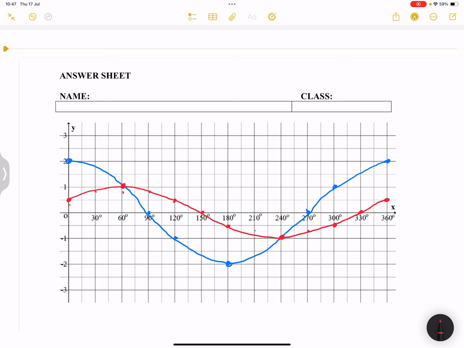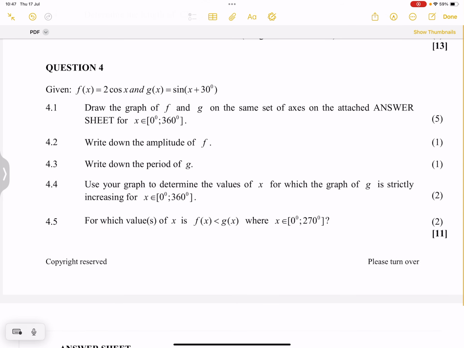Now what we need to do is just answer the questions in relation to the graph. They say to us, write down the amplitude of f. Now remember that the coefficient of my trig ratio there is the amplitude. So that's going to be our amplitude, or you can say A, is equal to 2.